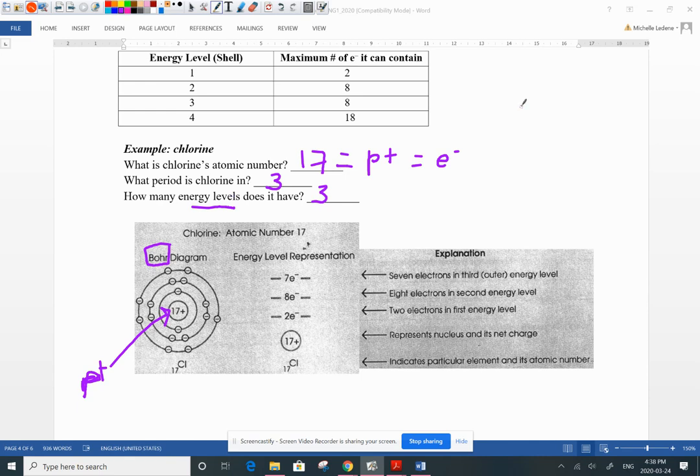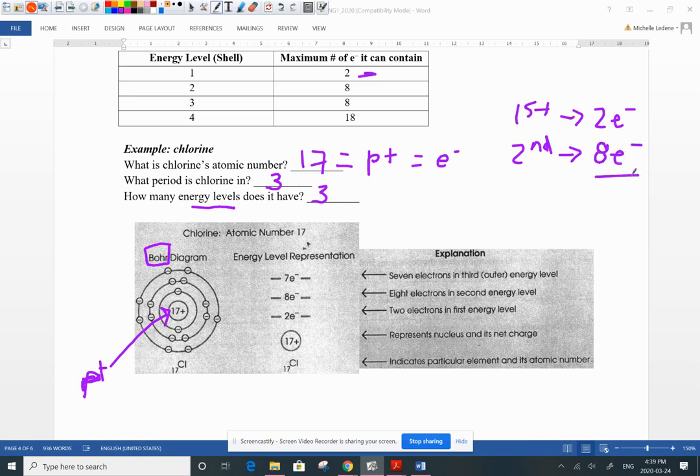Okay, the first energy level, here's our guidelines, can only have 2 electrons. So we're putting our 2 electrons in, but we've got 17 in total that we have to have. So they're not full yet. So we have to have a second energy level. Okay, and so I'm going to put the maximum number of 8 electrons in there.